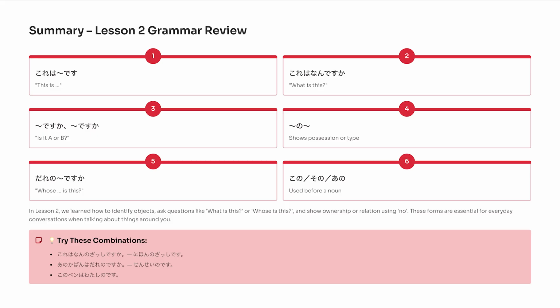All these patterns are super useful for everyday life, especially when you're identifying things or asking questions in Japanese. Try combining them in your own sentences. For example, これは何の雑誌ですか? 日本の雑誌です。あのカバンは誰のですか? 先生のです。このペンは私のです。Great work today. Take a moment to practice saying them aloud, and in the next lesson, we'll keep building on this foundation.